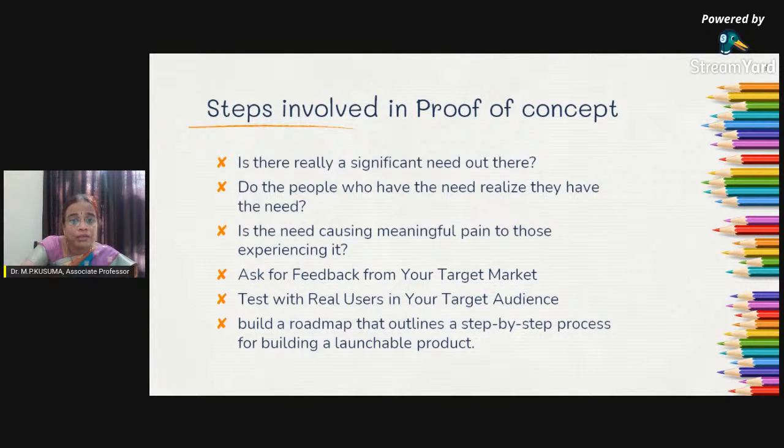Next, tell your idea to them. Your idea should be a solution for them, and then take feedback from them. Next, build a roadmap that outlines the step-by-step process for launching the product. Once you get good feedback from them, then go on for the step-by-step process to bring your product out.